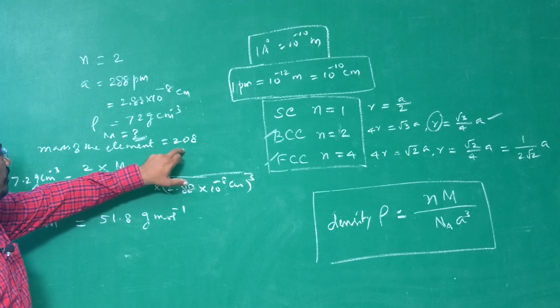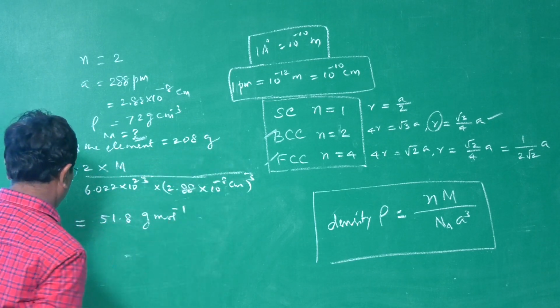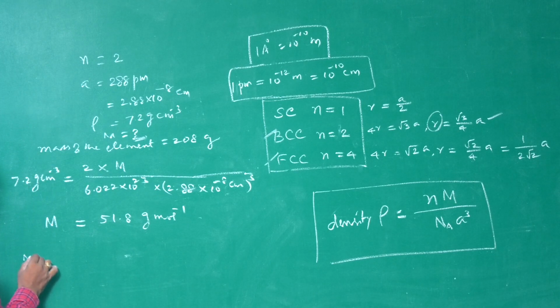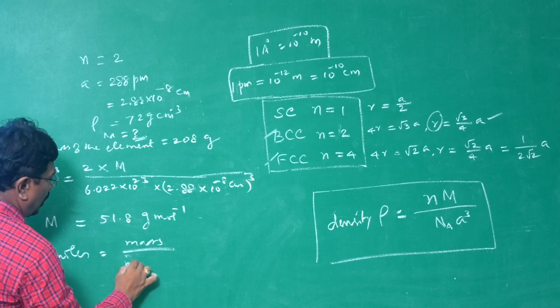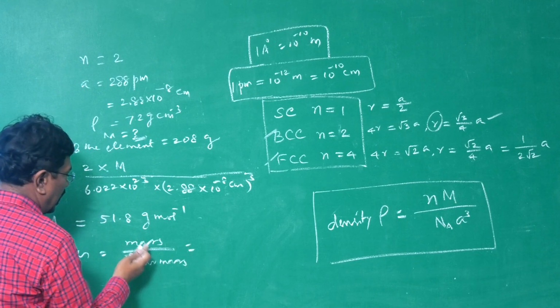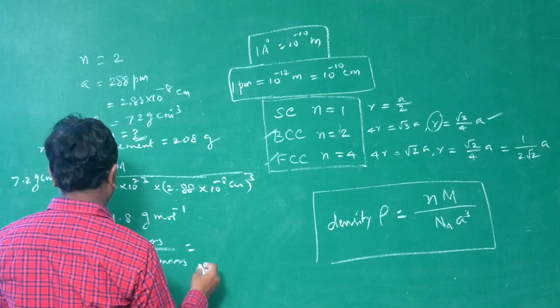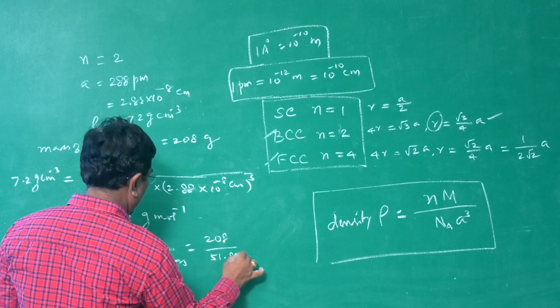Mass. If we have this much mass, what will be the number of atoms? That is the question. To get the number of moles, the mass of the substance should be divided by the molar mass. If it is atoms, the mass of the atom is divided by the atomic mass. And that we will be doing: 208 divided by 51.8.